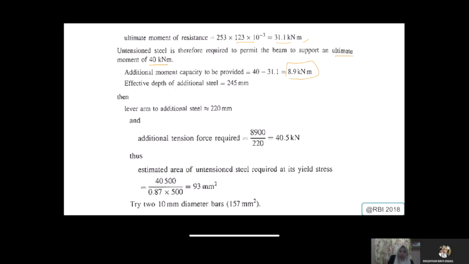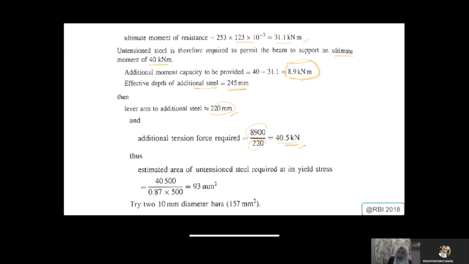And the lever arm to the additional steel is around 220. You just calculate the additional tension force required. So how to know the additional force? You just take the moment and divide with 220, which is the lever arm, because we know that the moment is your force multiplied with your lever arm. So when you want to know the force, you divide back with the lever arm, then you know the tension force for your additional steel that you will place at 245.